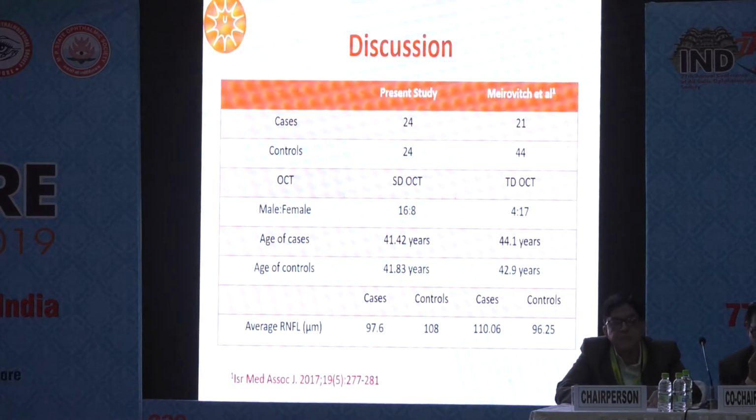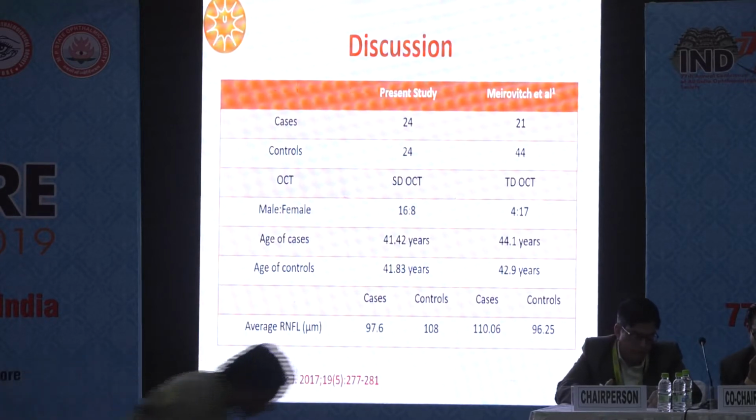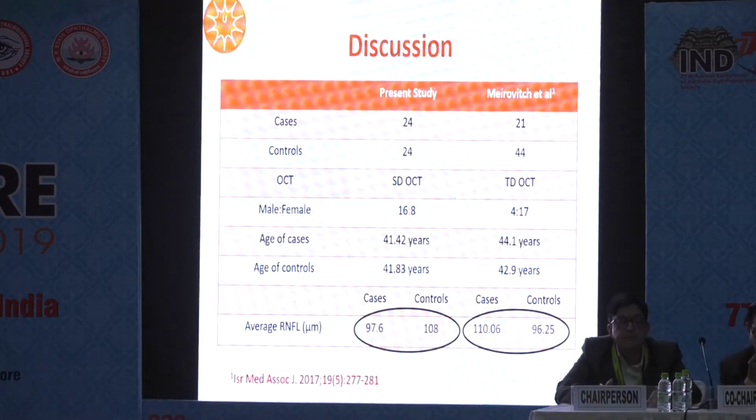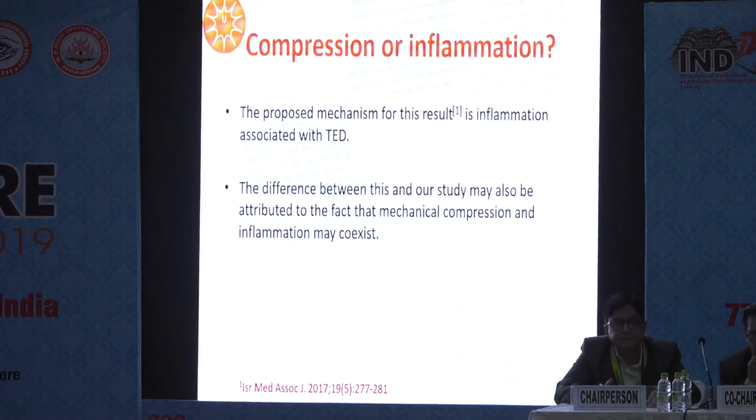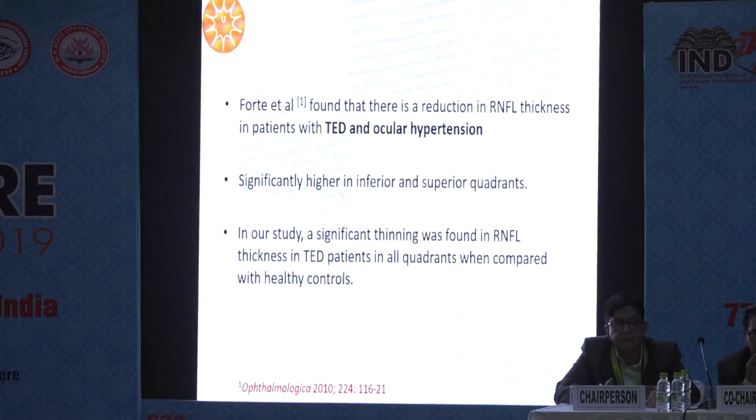However, this study by Mirovich et al. was conducted in patients with thyroid disease. They showed a thickening of RNFL in these patients. Few points to note here: they used time domain OCT, which might have influenced the results. Also, the study mentioned that apart from the compressive optic neuropathy, there may be other factors involved, such as inflammation. So they proposed that inflammation plays a major role, which may have resulted in the thickening of RNFL seen in their study.